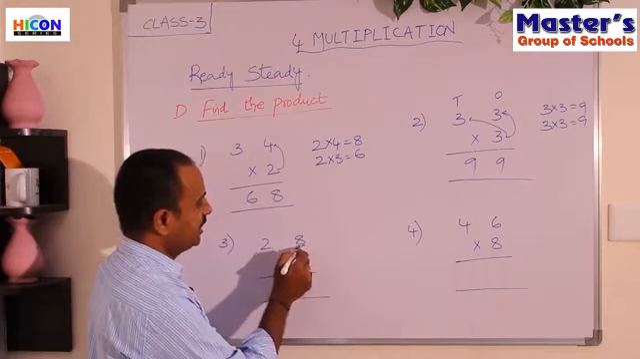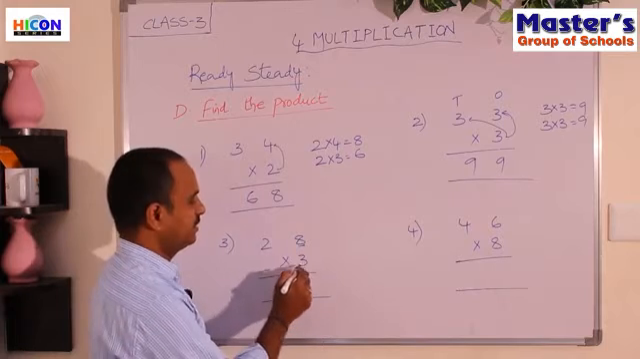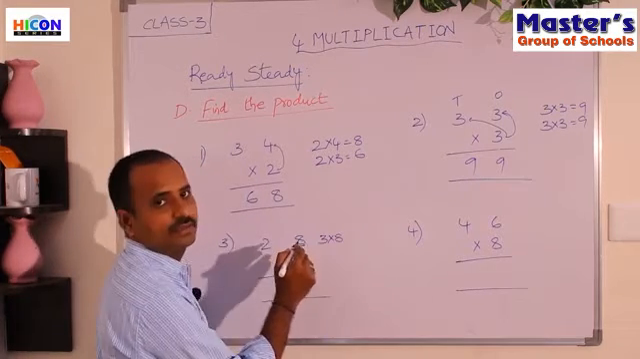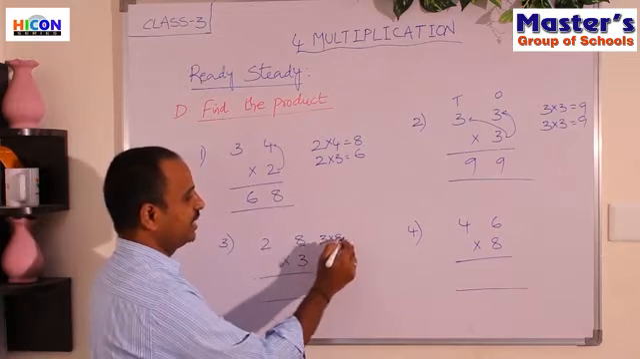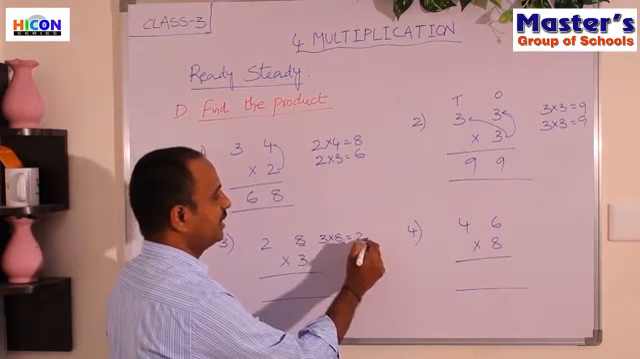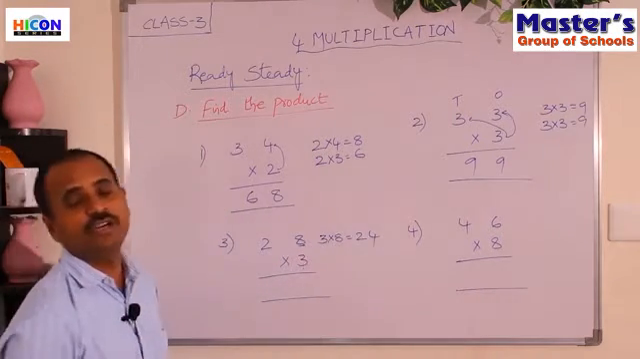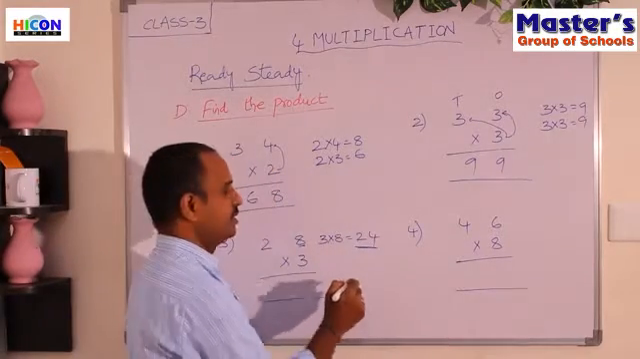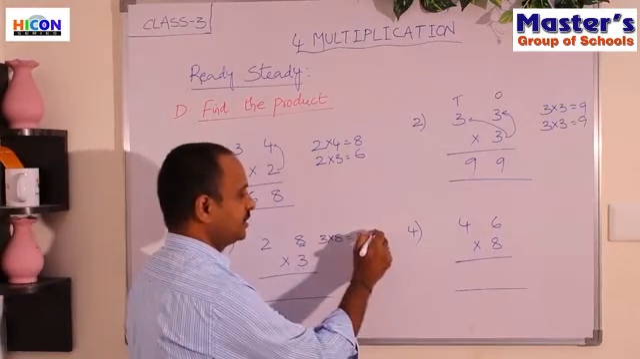So which digit is present in ones place? 8 is there in ones place. So 3 into 8. So children, 3 into 8. So multiply 3 with 8. 3 8s, children, how much? 24. 3 8s are 24. If the product is a 2-digit number, write the first digit.